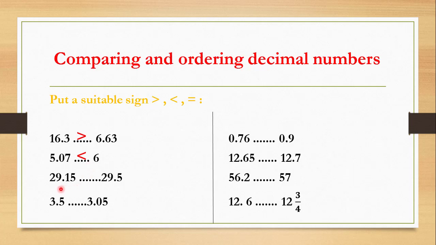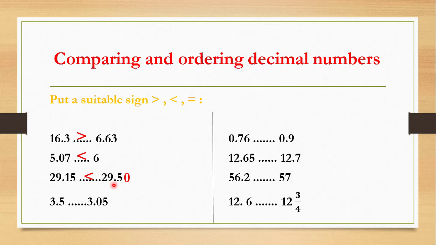We have 29 and here also we have 29. Yes, in this case, move to the decimal part. Here we have two decimal places, tenths and hundredths. Here we have only one decimal place. So we will add 0 to the right. We said before, if you add 0 to the right of the decimal number, the value doesn't change. So I'll add 0 here. Now I have 15 and 50. Of course, 15 is less than 50.